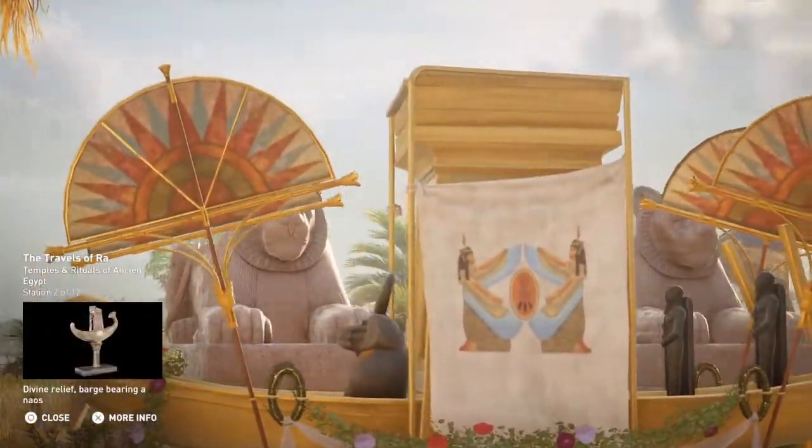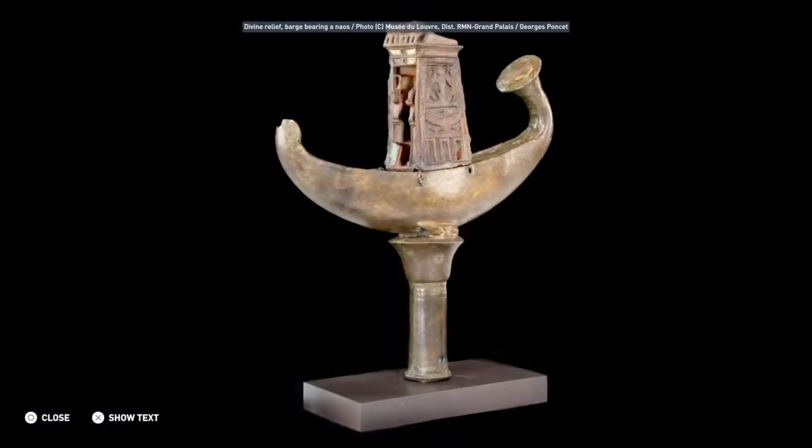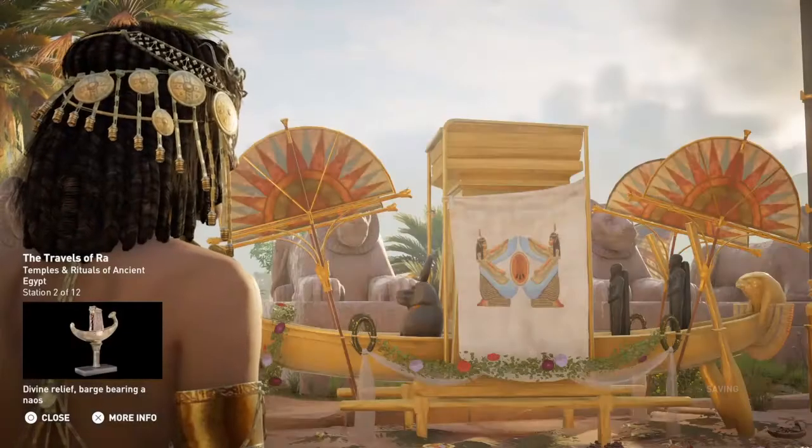Ancient Egyptians believed that Ra, the sun god, traveled the skies in a boat known as the solar barge. The solar barge was believed to cross over to mythological lands.